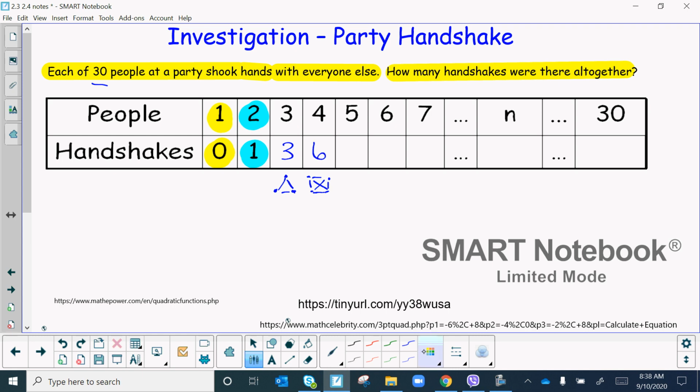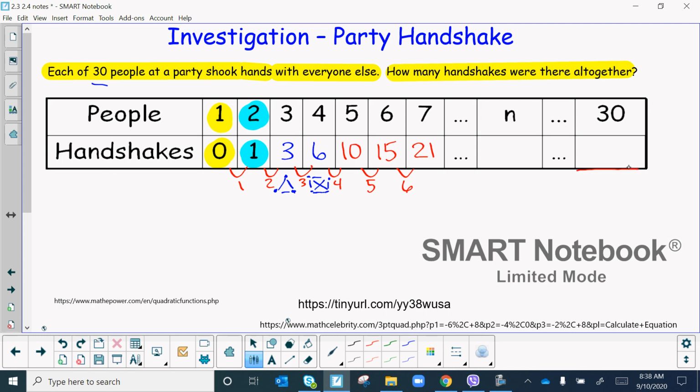So at this point, you need to start thinking, well, that seems like there's a pattern here. From here to here, it increased by 1. From here to here, it increased by 2. From here to here, it increased by 3. So you should probably figure out what it's going to increase by on the next few. This will increase by 4, so that means 10 handshakes. This will increase by 5, that means 15 handshakes. Then 6, that'll be 21. So the question is how do we use these numbers to get all the way to 30?